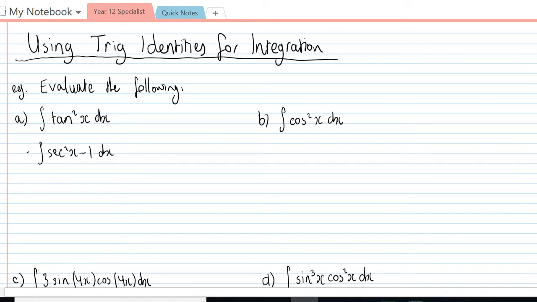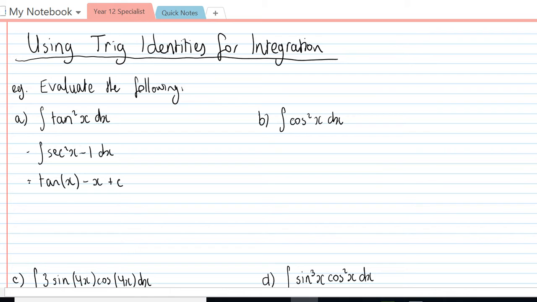And that is something we know because we know that when we differentiate tan x we get sec squared x, so when we anti-differentiate sec squared x, that's just going to become tan x. When we anti-differentiate the minus 1, it becomes minus x, and then we end up with a plus c. So that's the first one.